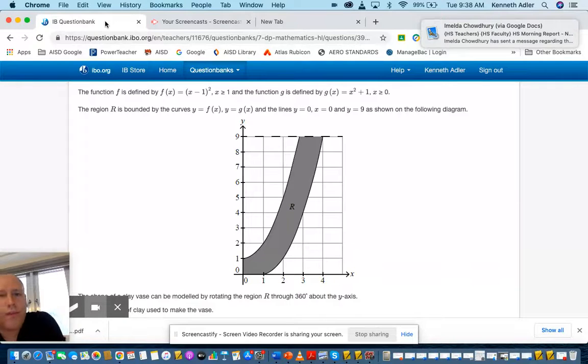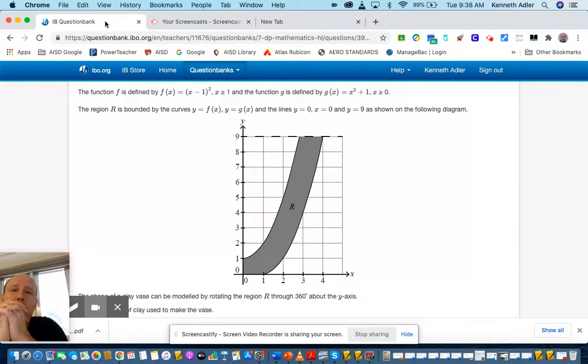The function f is defined by f of x equals (x minus 1) squared, x is greater than 1, and the function g is defined by g of x equals x squared plus 1, x is greater than 0. The region R is bounded by the curves y equals f of x, y equals g of x, and the lines y equals 0, x equals 0, and y equals 9, as shown in the diagram.